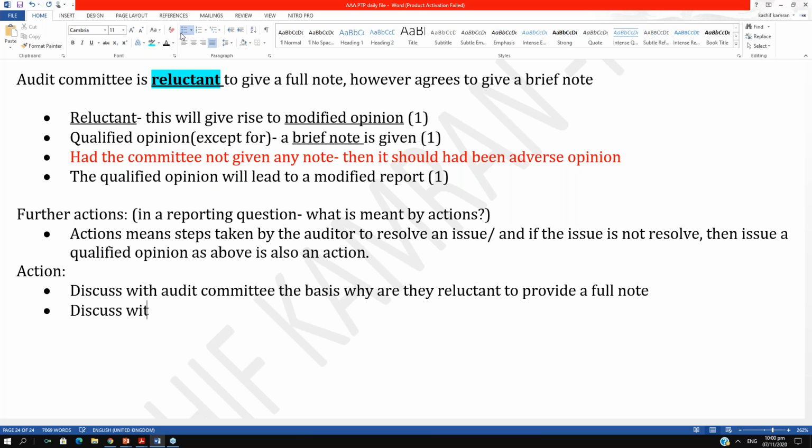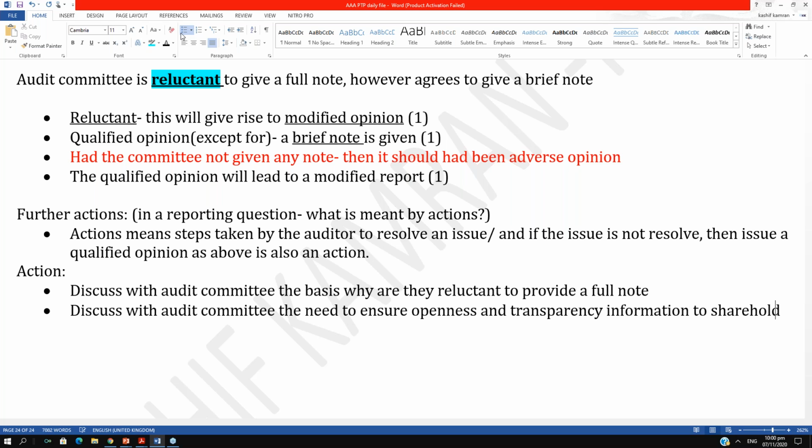Should you discuss with the audit committee the need to ensure openness and transparency of information to shareholders? Will you discuss with them that as an audit committee, you need to ensure openness and transparency of information to shareholders? Then why are you concealing something from the shareholder? Do you believe the audit committee should conceal something from the shareholder?